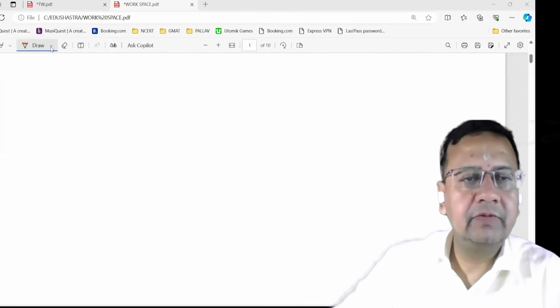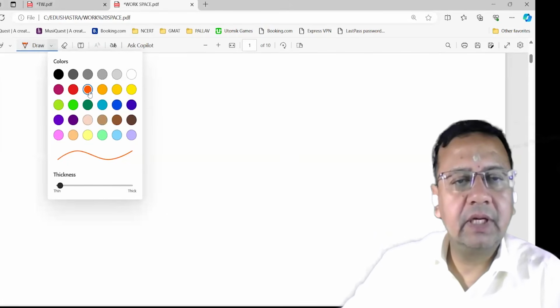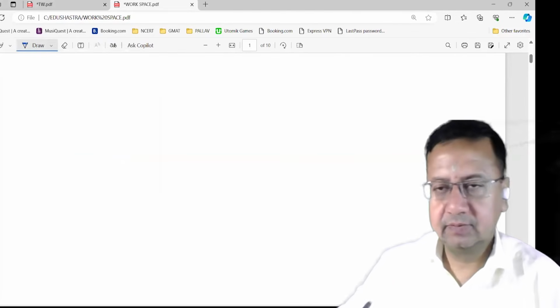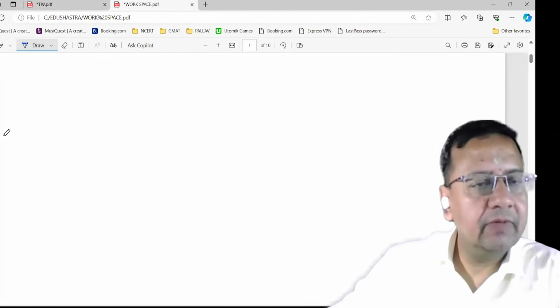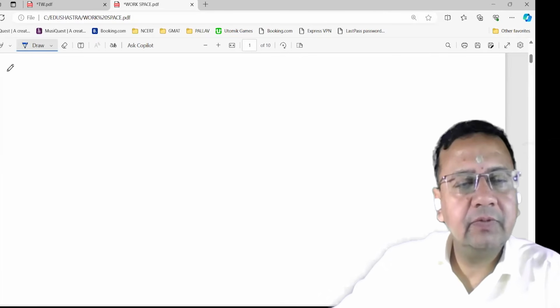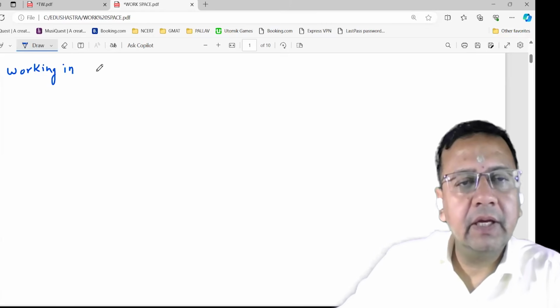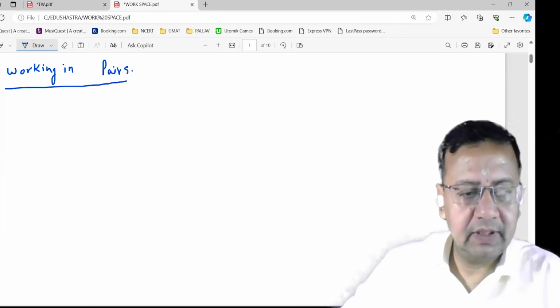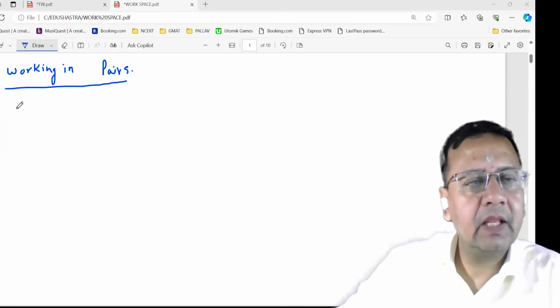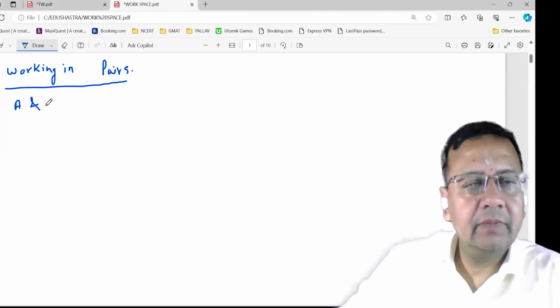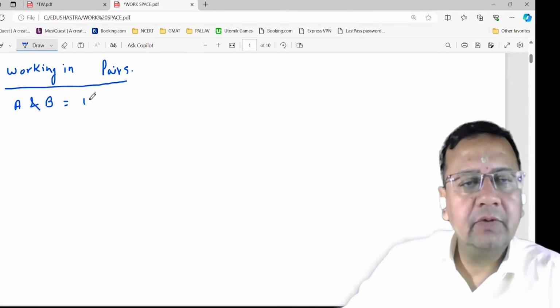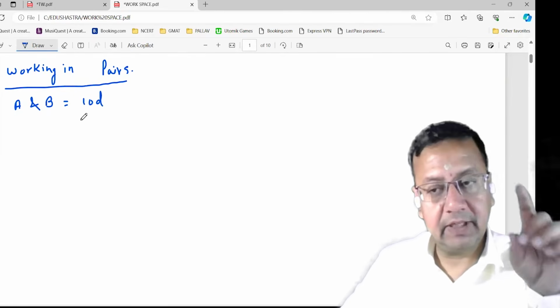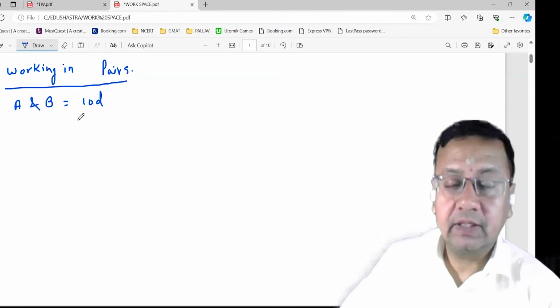Now moving further. There are some persons working. Now we have a next concept, which is working in pairs. Suppose there are different numbers of persons and they're working in pairs, two persons, etc. Right? So suppose A and B finish a work in 10 days. They are working together, both together, not individually.